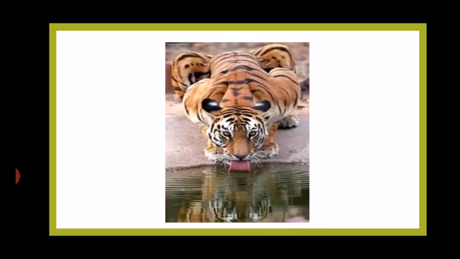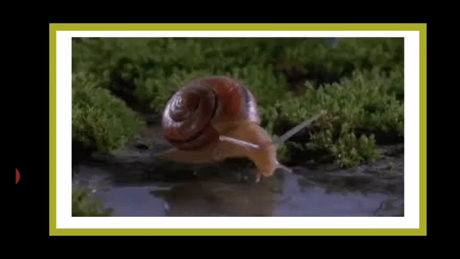Look, this is a tiger drinking water. It is looking at you also. So be very careful, alright? And then you will see that a tiny animal like a snail needs to drink water. So whether it is a domestic animal, whether it is a wild animal, whether it is a big animal or a small animal, all of them need to drink water in order to live. Isn't it? So wasn't it interesting?